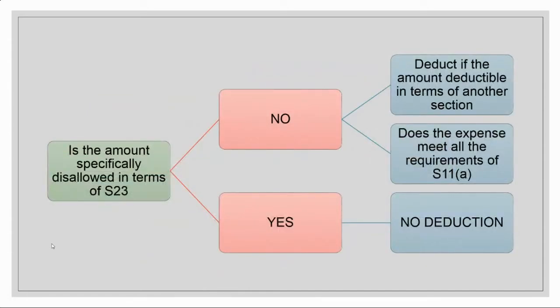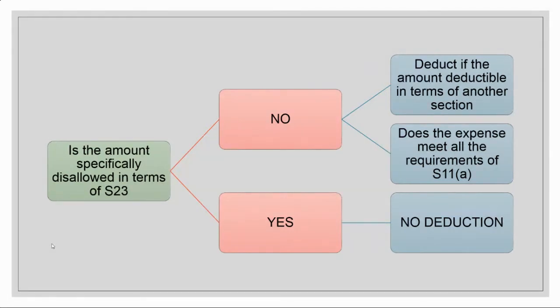Okay, now this is just a summary to help you. Can I deduct it, yes or no? So the first question you have to ask yourself, is this amount specifically disallowed in terms of section 23, which is the prohibited items? If your answer is no, then you deduct it in terms of another section. So that is your special deductions.